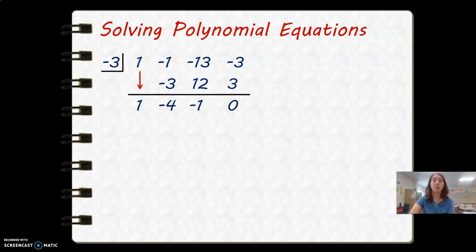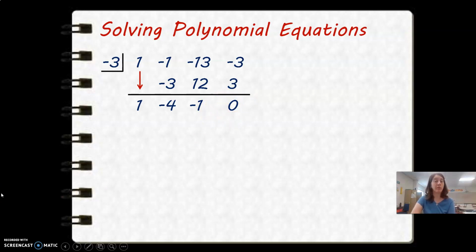So 1 times negative 3 is negative 3. I add that together with the negative 1 and I get negative 4. Negative 4 times negative 3 is positive 12. Negative 13 plus 12 is negative 1. Negative 3 times negative 1 is positive 3, and there's the 0. Again, that's what you want to see at the end of your question to know that you've done the question properly.